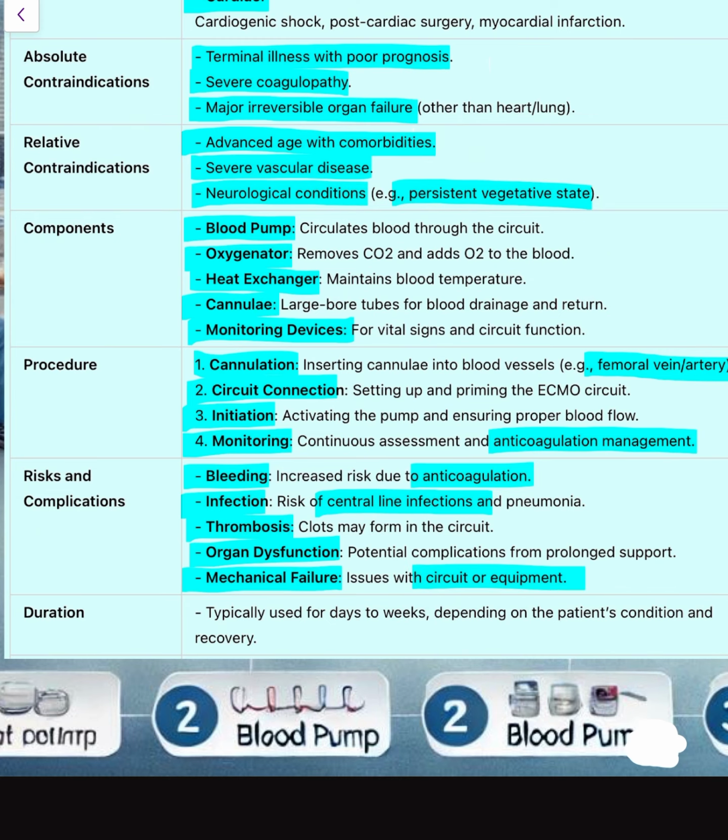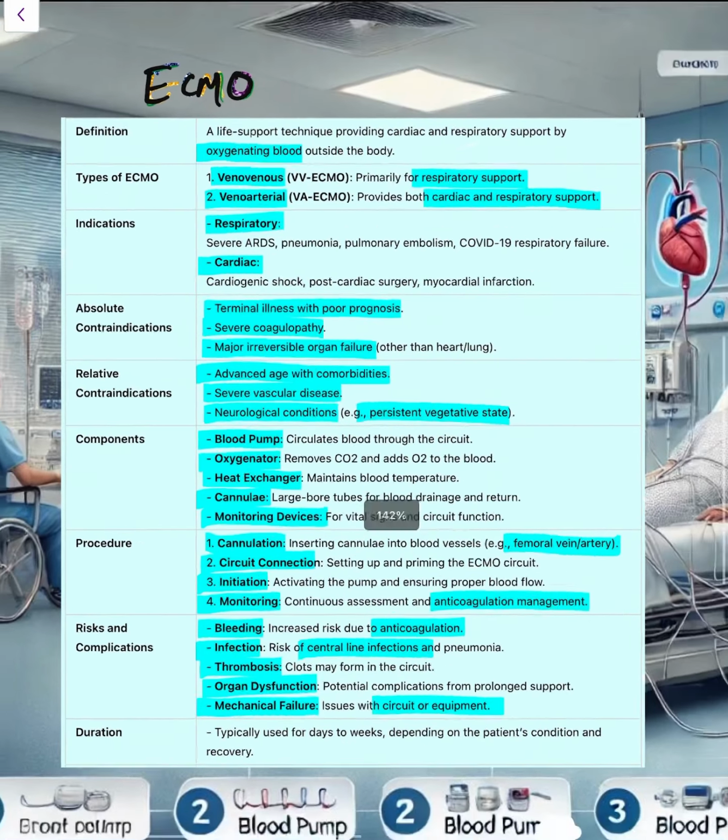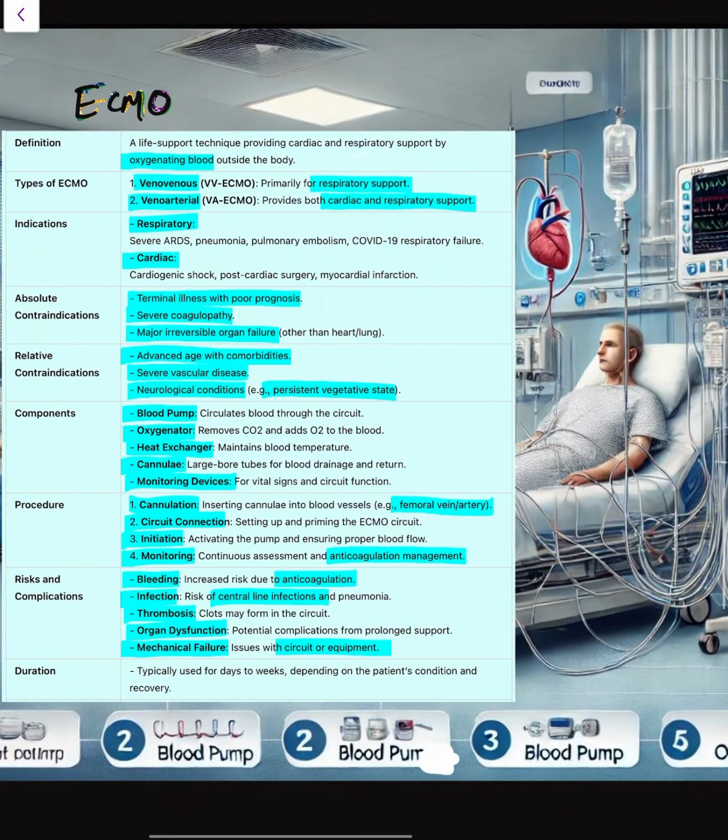Duration is typically days or weeks, depending on the patient's condition and the recovery. Weaning we can do once the patient is hemodynamically stable and is maintaining the oxygenation by himself. Then we can gradually decrease the pressure of the blood going to the circuit and then wean off.